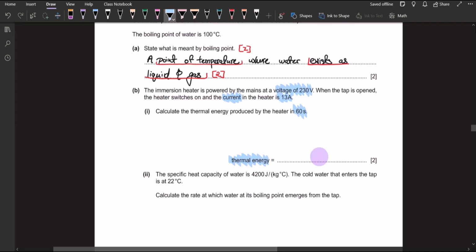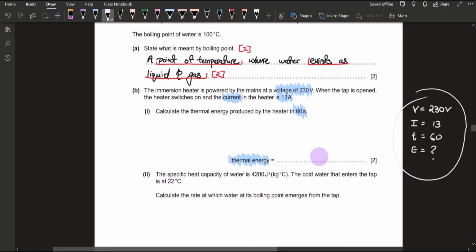So we can write down everything here to make it simple. We're given V, which is 230. We're given I, which is 13. We're given T, which is 60. And we are supposed to find E. So the only equations which relate all of these values are P equals IV and P equals E by T. Now we just have to equate them together and make E the subject. So we have E by T equals IV, and we can make E the subject, which is going to be E equals IV into T.